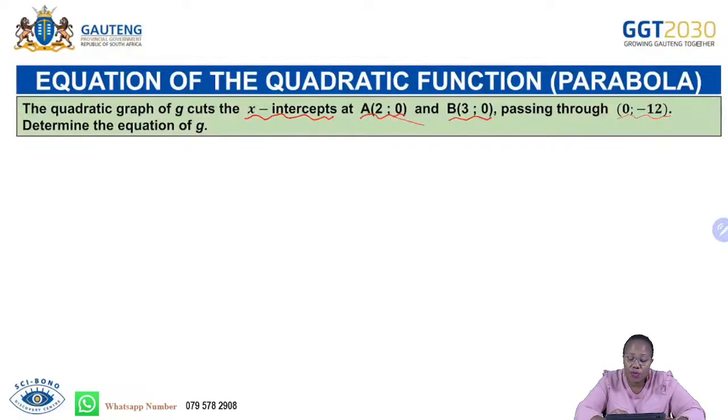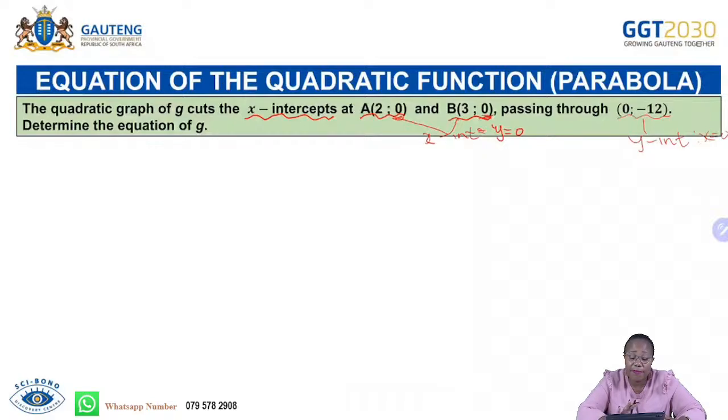So these two are the x-intercepts. How do we know? Because y is 0. And then this one will be the y-intercept. How do we know? Because x is 0. Okay. So now we have the y-intercept of this graph and the x-intercepts.